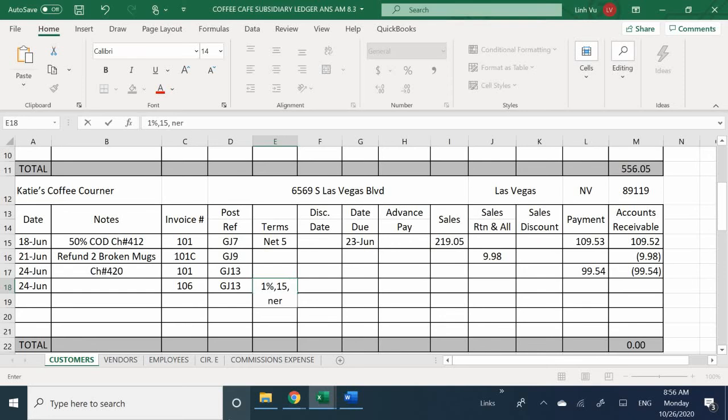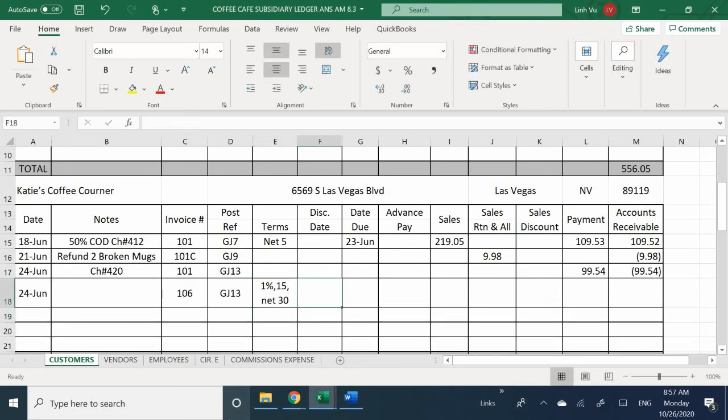Net 30. Then GJ 24 plus 15 would be July. Okay, again. The discount date is July 9th. Date is July 24.